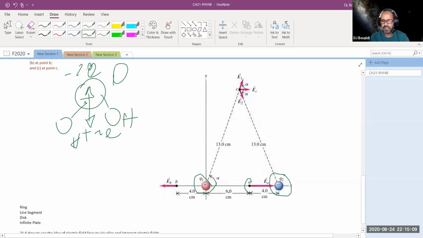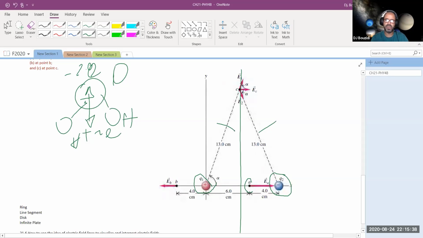That means this distance is 6 centimeters. And point B is situated at a distance of 4 centimeters from Q1 on the other side. And now they also want to find the electric field at a distance of 13 centimeters from each of the charges, meaning that this point is actually in the middle, okay?